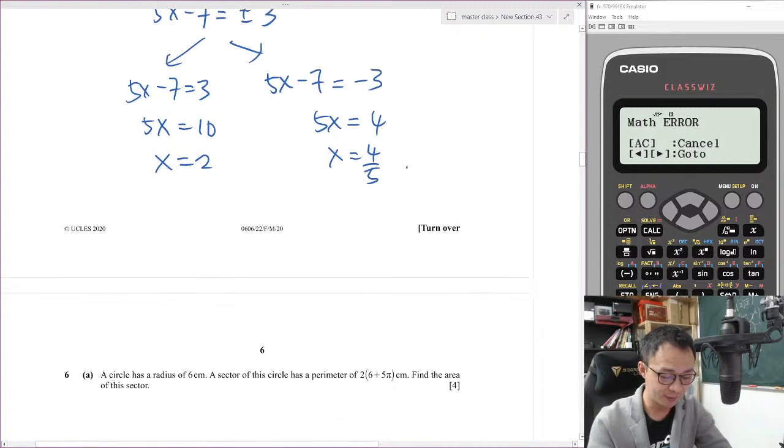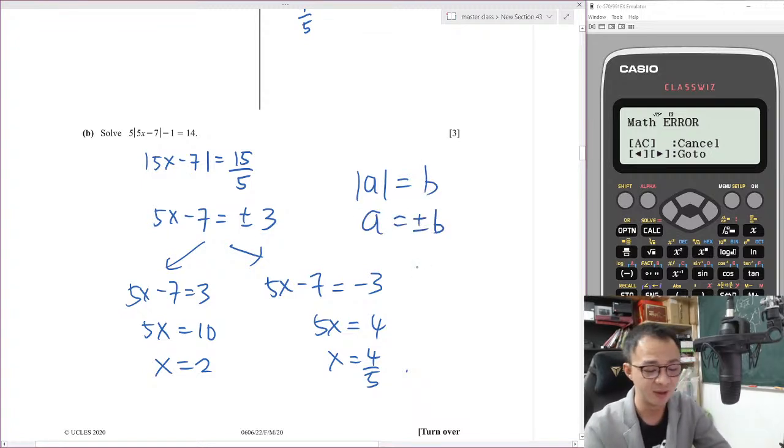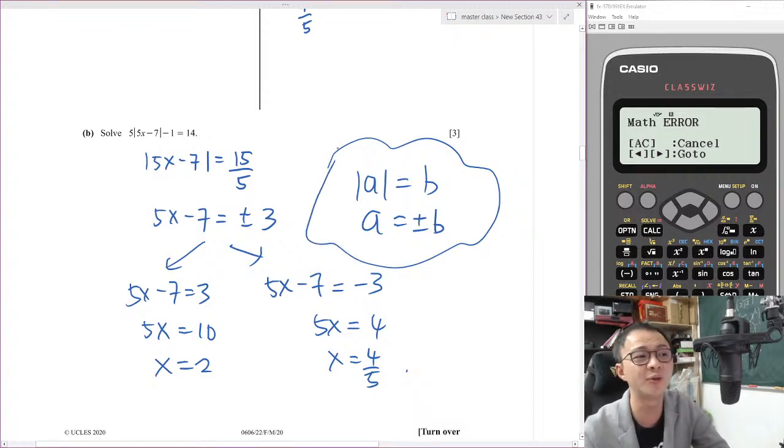Alright, just like this. Over here, you just need to know that if modulus a equals b, then a equals positive or negative b. Just remember this. It's going to help you solve any equation with a modulus.